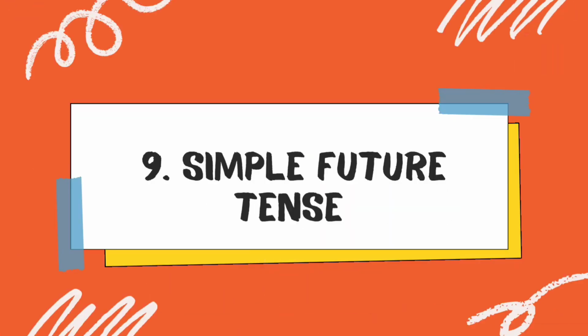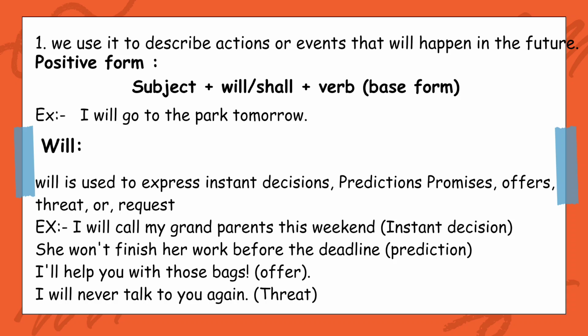Simple future tense. We use it to describe actions or events that will happen in the future. The structure is subject plus will or shall plus verb plus object. Example, I will go to the park tomorrow. Will is used to express instant decisions, predictions, promises, offers, threats or requests.